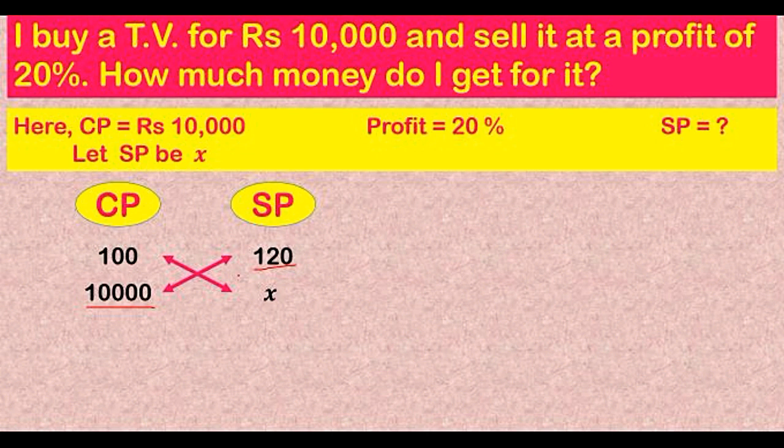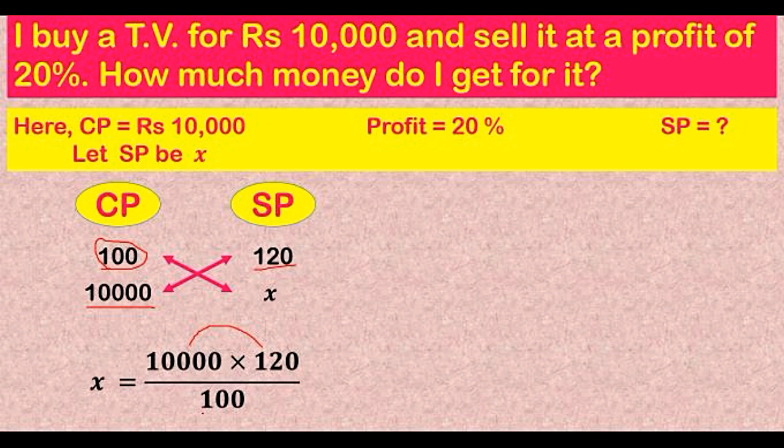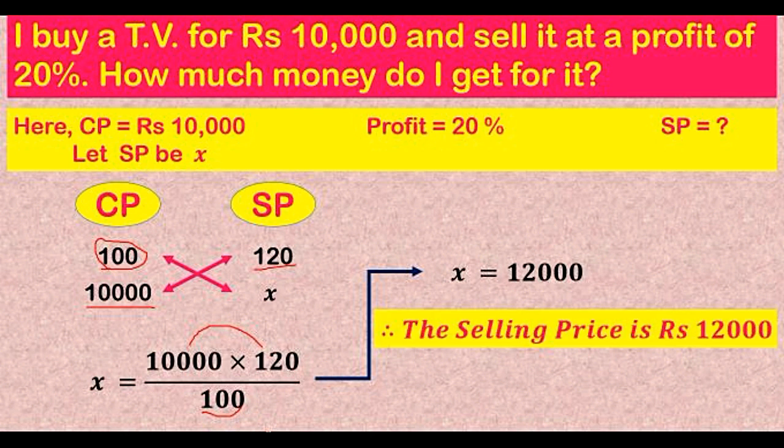So we will multiply the known cross partners in the numerator and divide by the partner of x, that is 100. So x becomes the known partners multiplied and divided by the partner of x. If you calculate it, you will get x is equal to 12,000. So what is the SP? Selling price becomes 12,000.